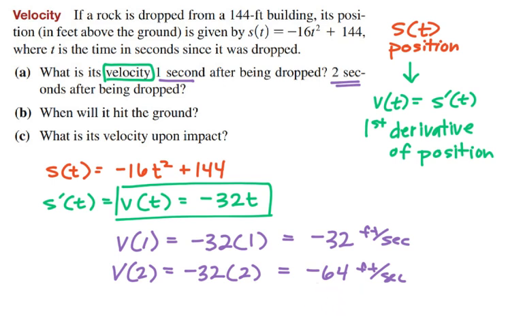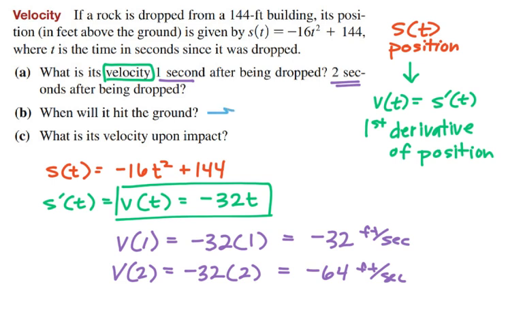So when will this hit the ground? And then what is the velocity upon impact? B and C go hand in hand because impact is when we hit the ground. So let's think about this. When will it hit the ground? What do we know? Do we know the velocity when this rock hits the ground? We do not. Do we know the position when the rock hits the ground? That we know. How high off the ground is the rock when it hits the ground? And the answer is 0.